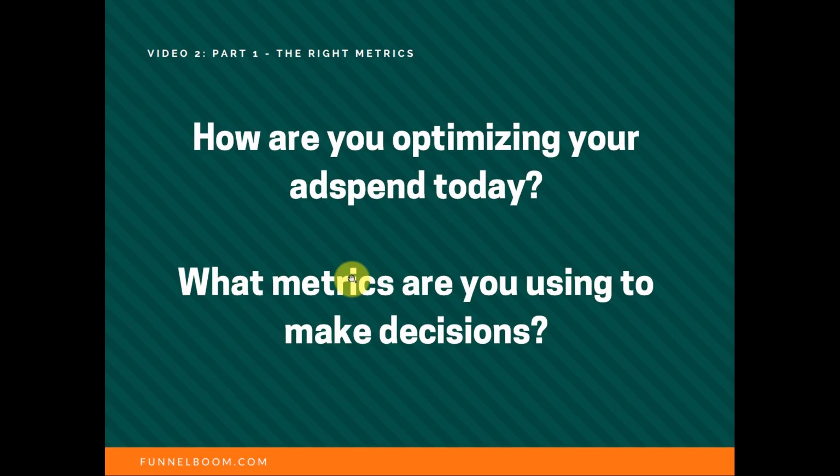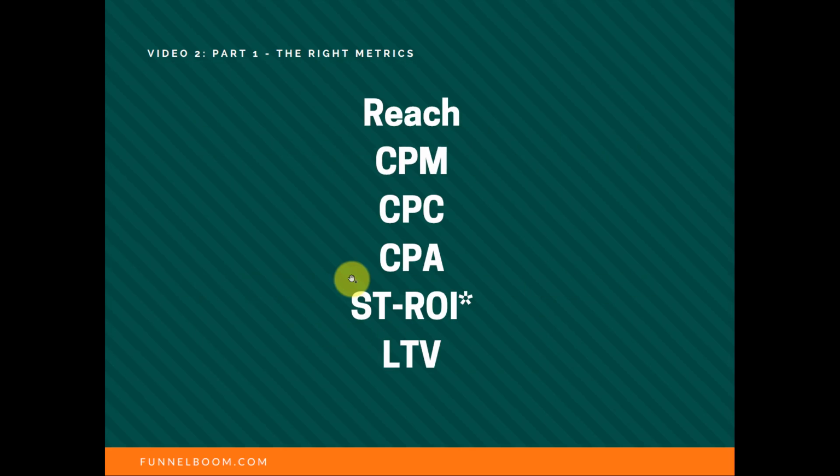Okay, so part 1, let's talk about the right metrics. So the question is, how are you optimizing your ad spend today, right? And we're talking about Facebook ads primarily. So what metrics are you using to make decisions? So what options do you have? Take a second and think about how you're doing that today. Now, what are our options here, right? What can we use as our metric to make decisions and to optimize and scale?